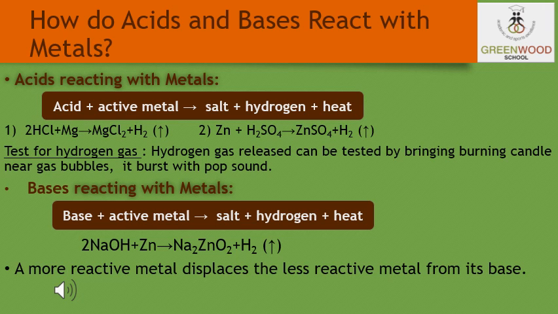Bases like the sodium hydroxide, potassium hydroxide, when they react with the metal, for example the sodium hydroxide reacting with the active metal, that is the zinc, it will give us the sodium zincate and the hydrogen. Here the one rule is followed, that is a more reactive metal displaces the less reactive metals from its base.